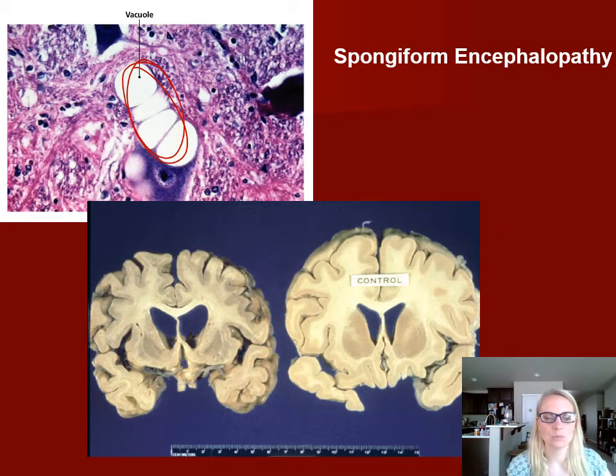And we can see in this picture here between the control and the other brain, it's shrunk. There's lots of reduction in white matter and gray matter. So this is the outcome of spongiform encephalopathy. There's a couple different kinds. You may be most familiar with it being called mad cow disease, because that's a big outbreak that happened in Britain in the 80s and 90s.